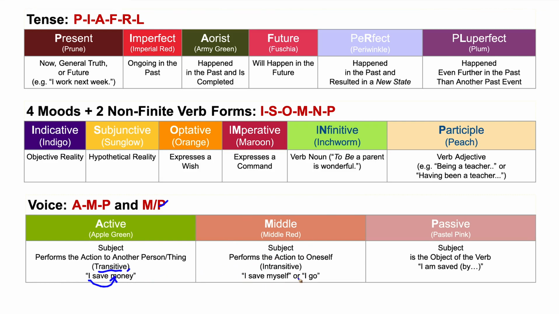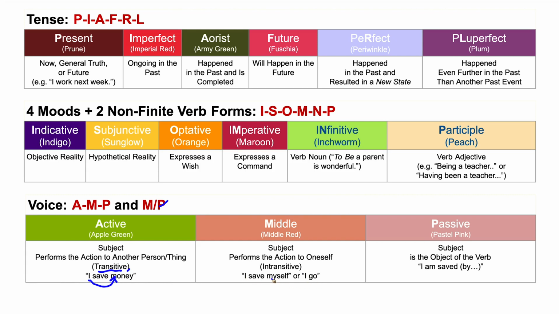And then middle voice is generally something that one does themselves. They don't need a direct object. So "I save myself" would be an example, or "I go." You can't say "I go money." You would say just "I go." And it's understood that it's you who's going. You're kind of moving yourself. Lots of verbs like that in ancient Greek that are verbs of motion.